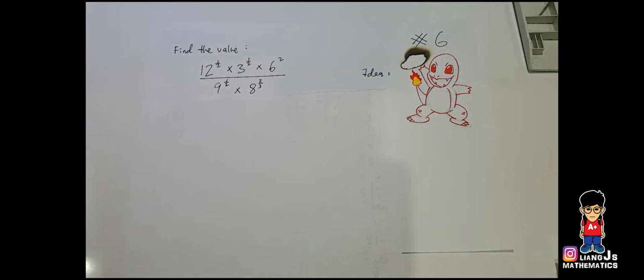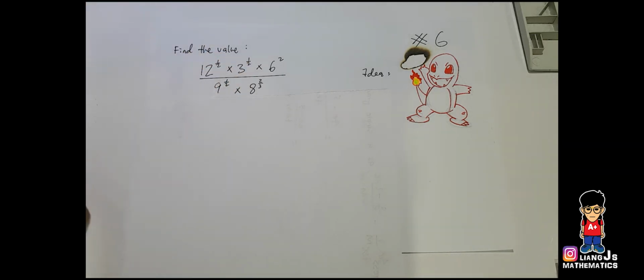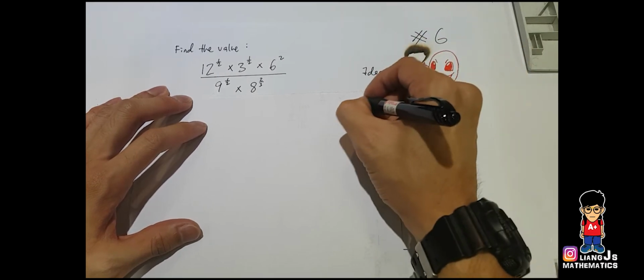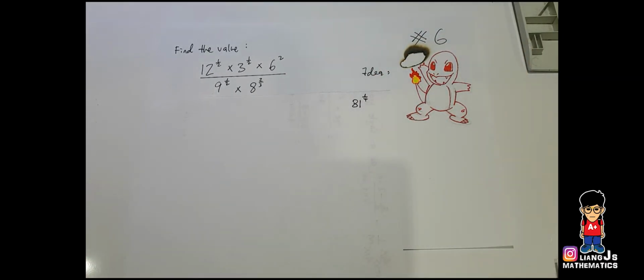But my idea of solving indices is to change all the big base into a very small one. Okay, very small as in prime number. Okay, let me show you some idea on how to change them into a smaller one. For example, let's say 81, 1 over 4. 81, 1 over 4 is a very big number as in base.